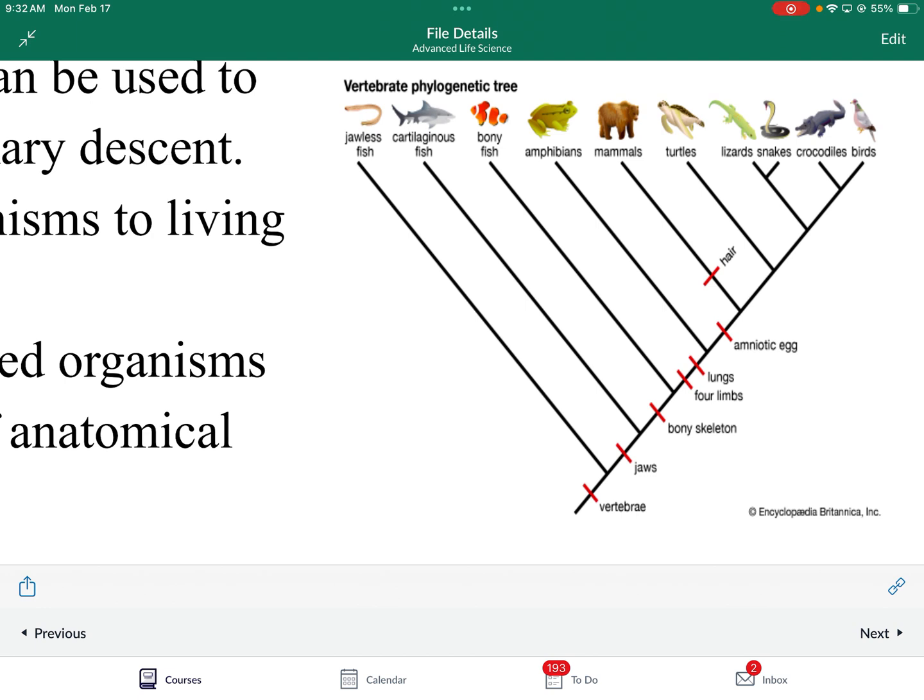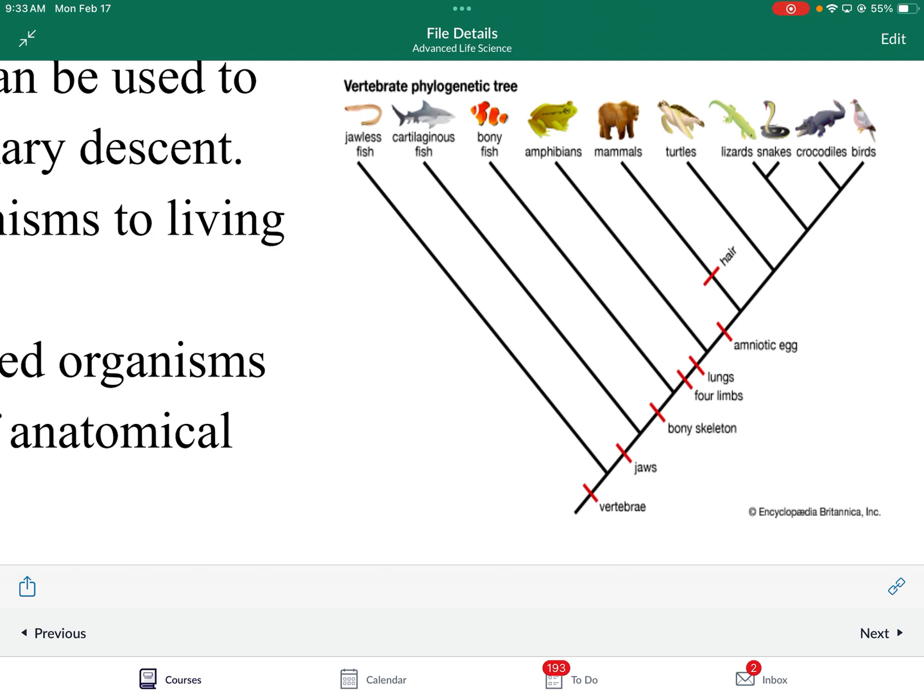Bony skeleton, the thing that separates all of these organisms from bony fish all the way to birds is that they are made of bones, right? Cartilaginous fish do not have true bones. So that's why they do not get included in this part of the phylogenetic tree. And then finally, we get four limbs and lungs happening here. So the amphibians all the way to birds have four limbs and lungs.